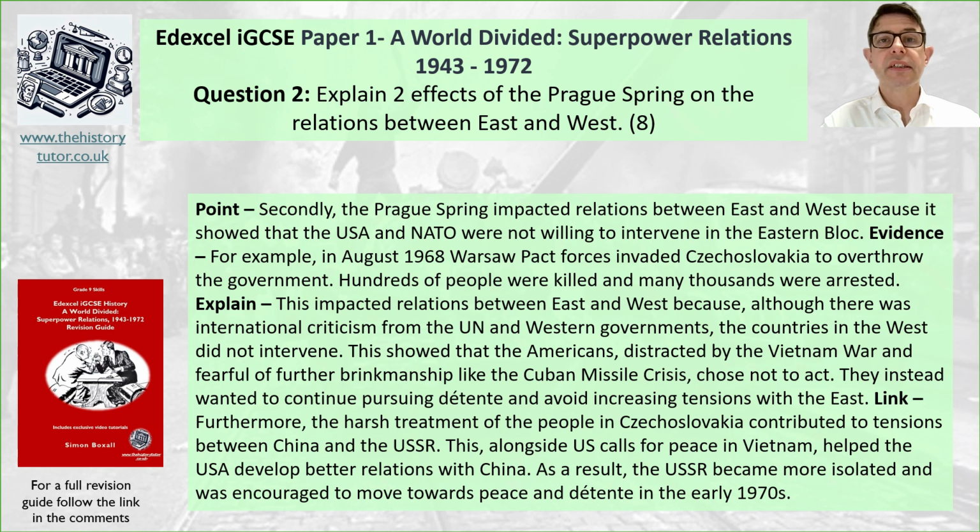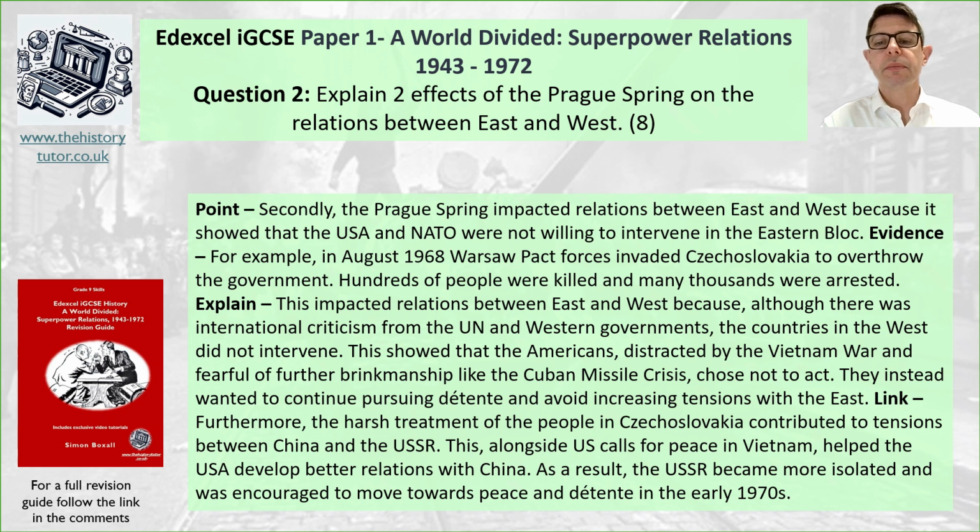This impacts relations between East and West because although there was international criticism from the UN and Western governments, countries in the West did not intervene. This showed the Americans, distracted by the Vietnam War and fearful of further brinkmanship like the Cuban Missile Crisis, chose not to act. They instead wanted to continue pursuing détente and avoid increasing tension with the East.